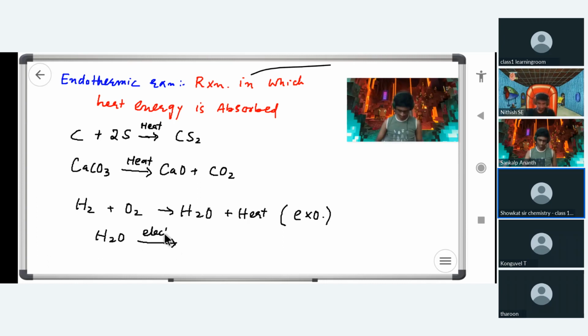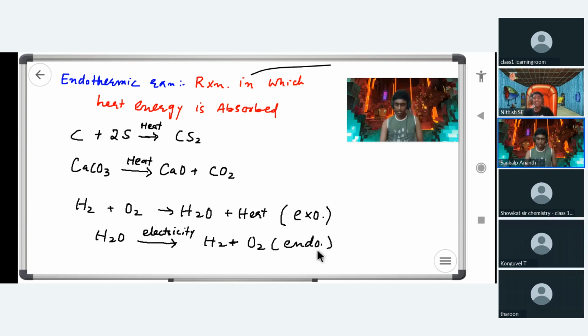But if I write that I have water and I pass electricity, that is the electric current, then it becomes H2 plus O2. So this is endothermic. Exactly. How is electrolysis endothermic? Doesn't electricity give heat? We learned in school that if electricity hits you, you'll burn.